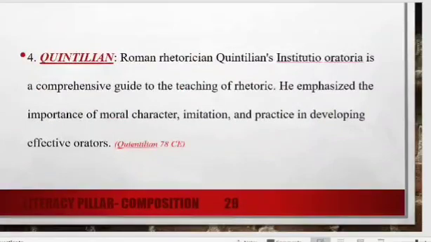Continuing, Quintilian is another Roman. Quintilian's Institutio Oratoria is a comprehensive guide to the teaching of rhetoric. So all of these deal with rhetoric and the way they approach composition in terms of teaching. So here he is saying he emphasized the importance of moral character, imitation, and practice in developing effective orators. Quintilian 17 CE.